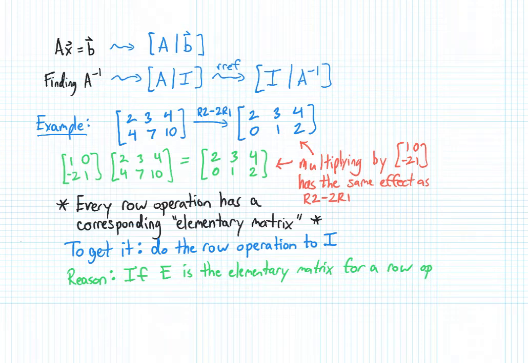If we let E be the elementary matrix for a row operation, then on the one hand, E times I should be equal to E, because that's how the identity matrix works. But on the other hand, if E does what it's actually supposed to do, then E times I should be what you get when you do the row operation to I. I'll point out that this argument that I just made doesn't actually prove that it works, but it proves that if it does work, then this is how you find the elementary matrix.